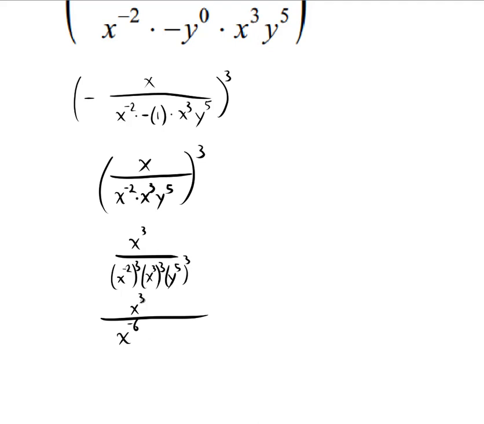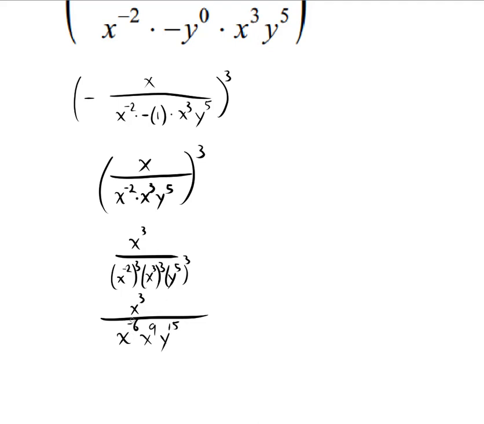So x to the 3 over x to the negative 6 is x to the 9th times x to the 9th, and this is y to the 15th. And once again, I got those by multiplying negative 2 times 3, 3 times 3, which is 9, and 5 times 3, which is 15. So now that is applying the power rule.